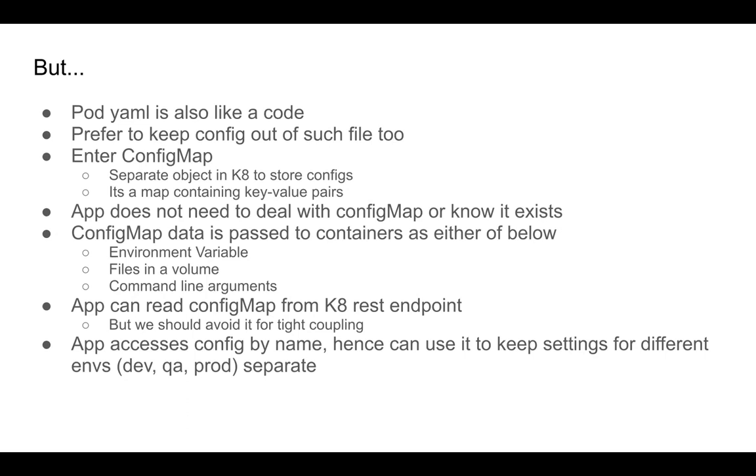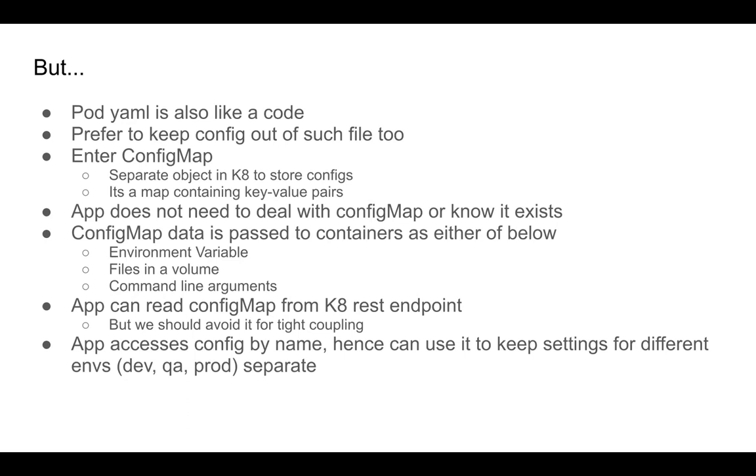Or you can pass these config maps as files in a volume. If your application is picking the configuration from a file, then you can create a config map and make the key value pairs of the config map available in a file on a volume. Or you can pass the config map values as command line arguments as well.